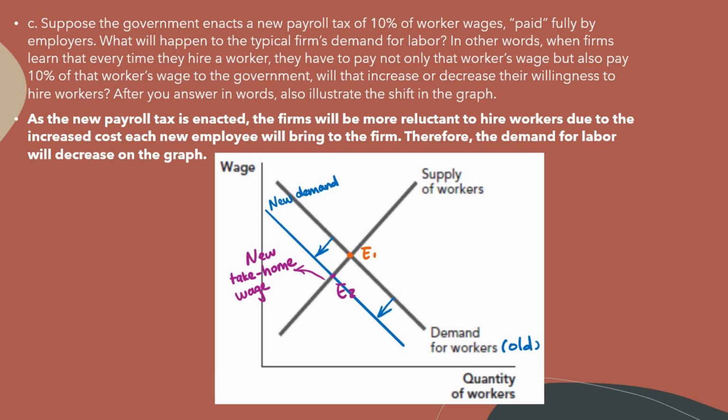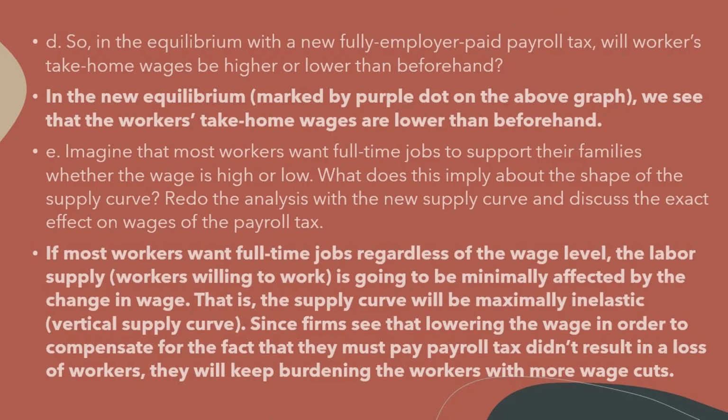So naturally, coming to part D, we see that in the new equilibrium, workers' take-home wages are much lower than before. In part E, if most workers want full-time jobs regardless of the wage level and their take-home wage, we will see that the labor supply is extremely inelastic, and that is virtually a vertical supply curve. And since firms see that lowering the wage in order to compensate for the fact that they must pay payroll tax didn't result in a loss of workers, they will actually keep burdening the workers with more wage cuts.